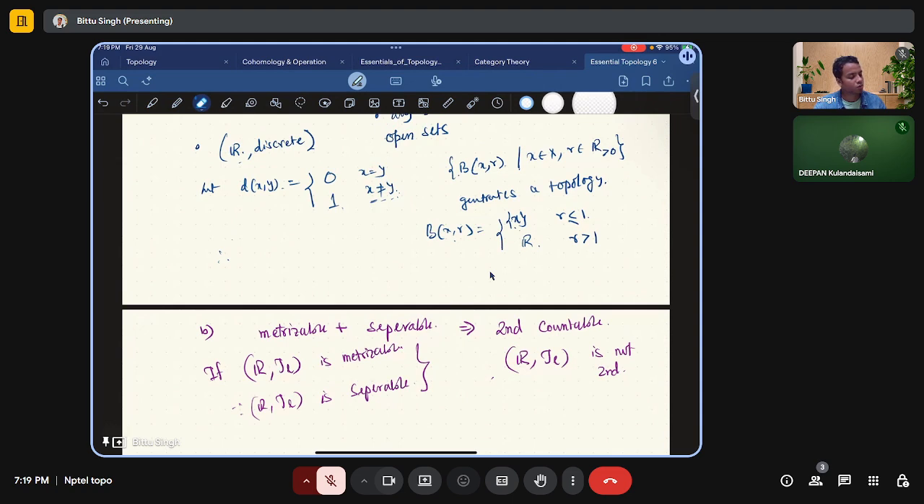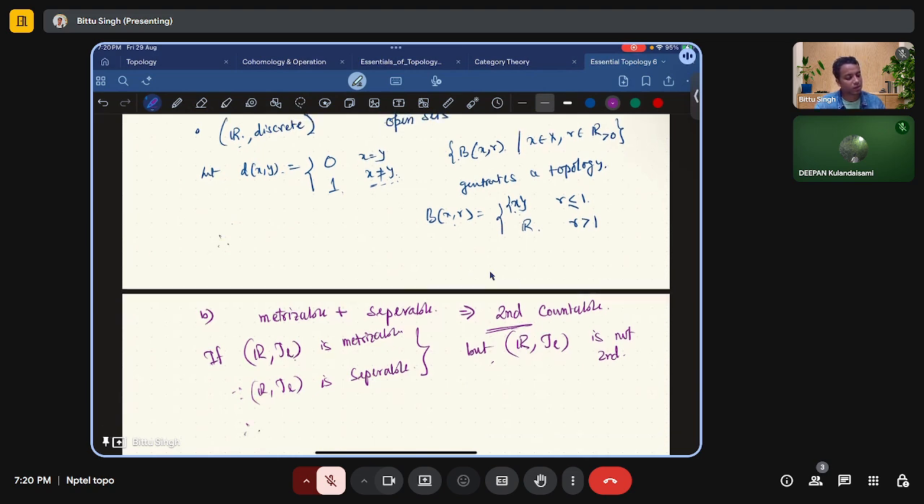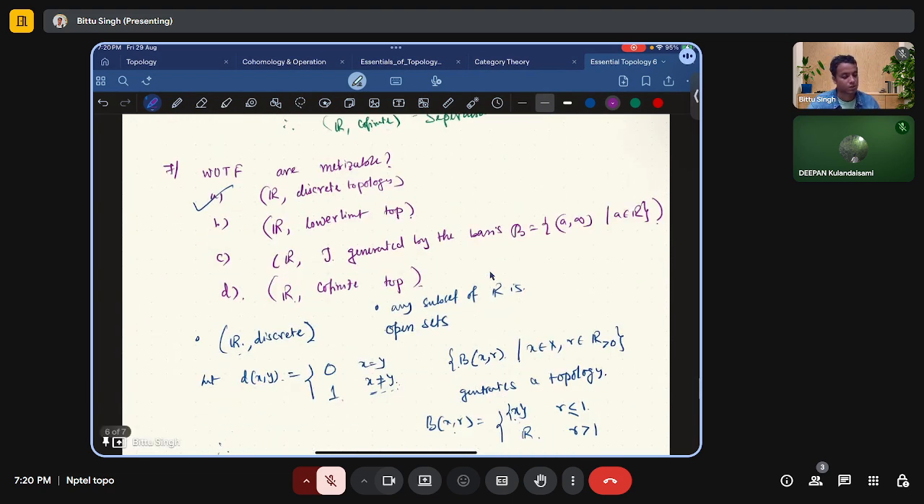Those two will imply this is second countable, but this is not second countable. Therefore, there is some mistake. The mistake is this is metrizable. So therefore, R with lower limit topology is not metrizable. Okay. So this is the real problem in this case. So this option is false.